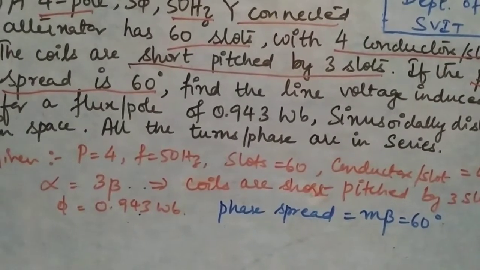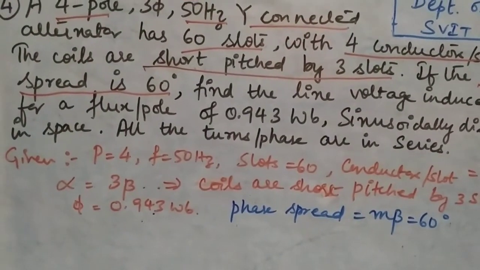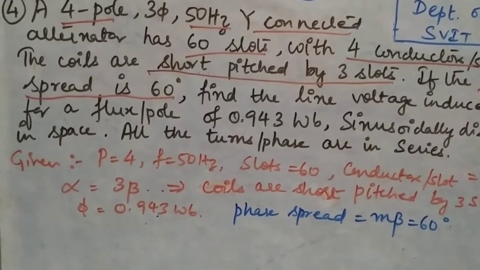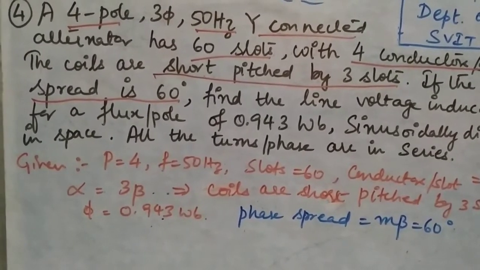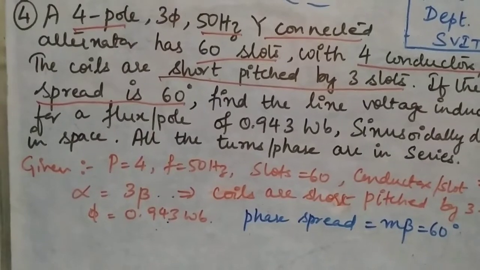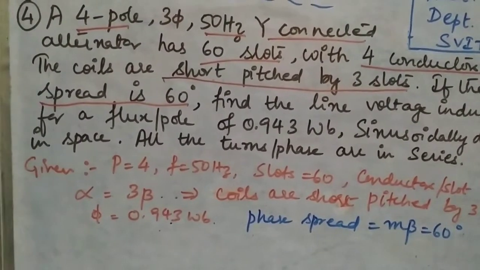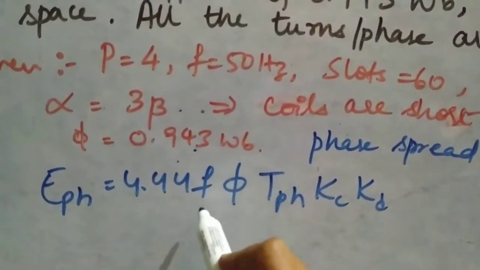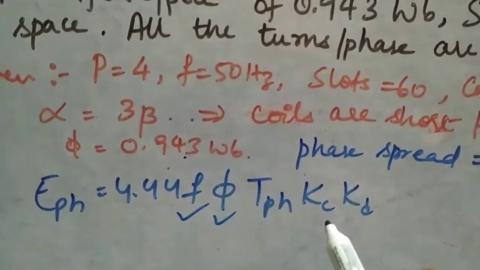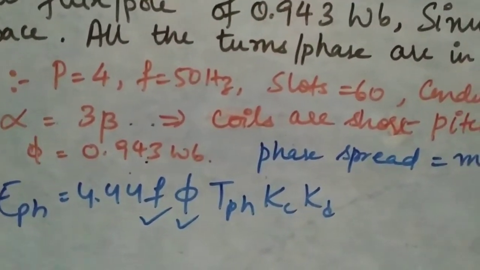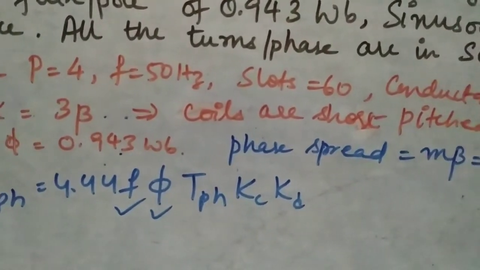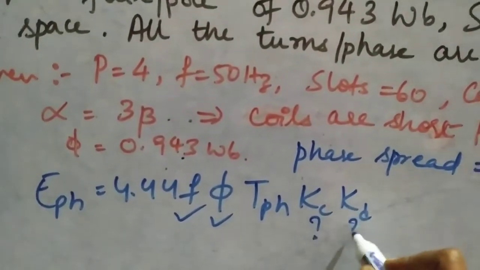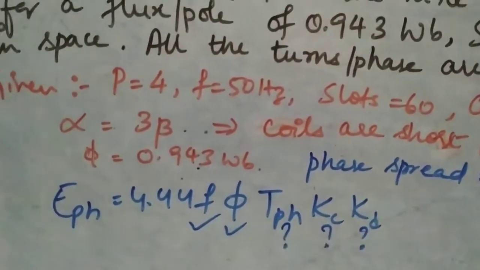So let us recall the EMF equation of an alternator to solve for this line voltage. Before we solve the line voltage, we should find the phase voltage, because the EMF equation is expressed in terms of a phase. So first we will find E phase. Recall the formula: E phase is equal to 4.44 f psi T phase Kc Kd. Frequency is given, flux is given. Now we need to find the value of Kc, then the value of Kd, and also the turns per phase.